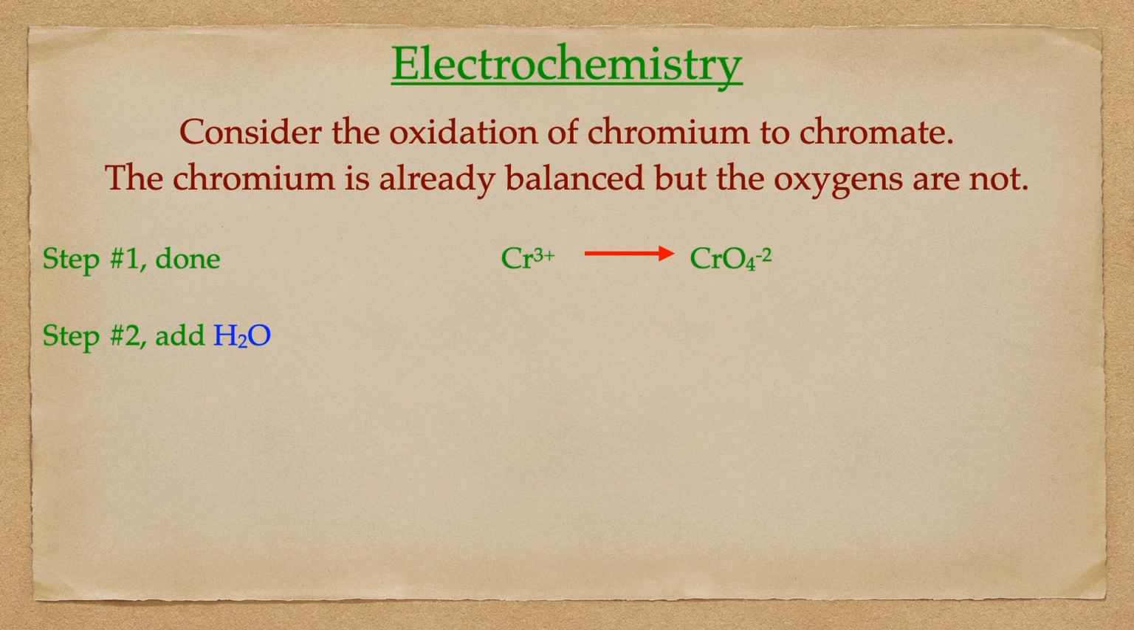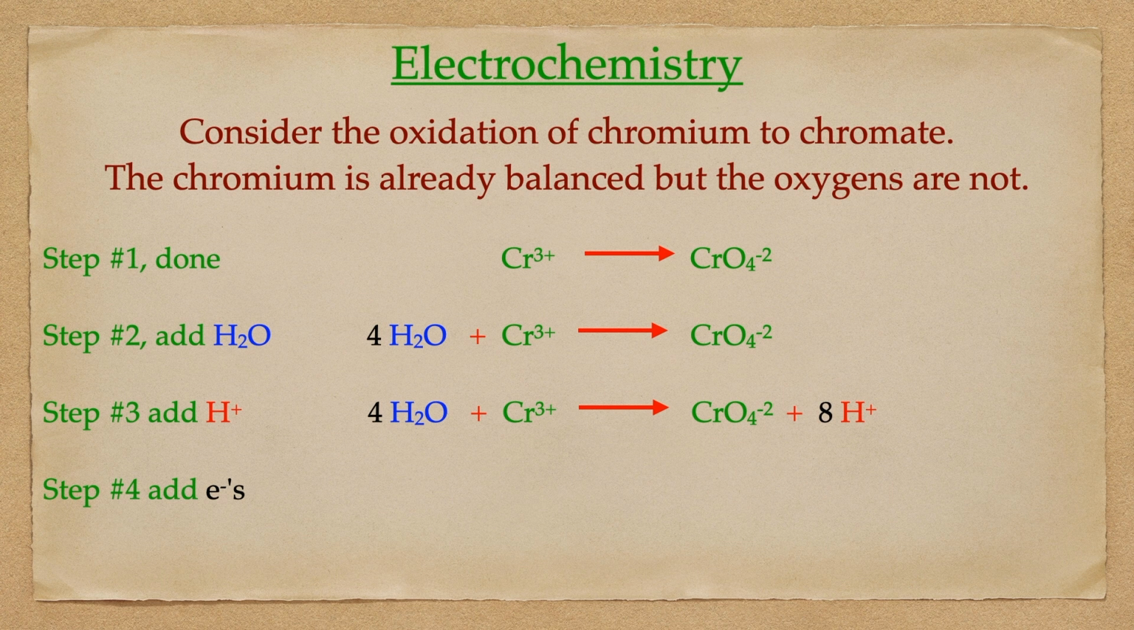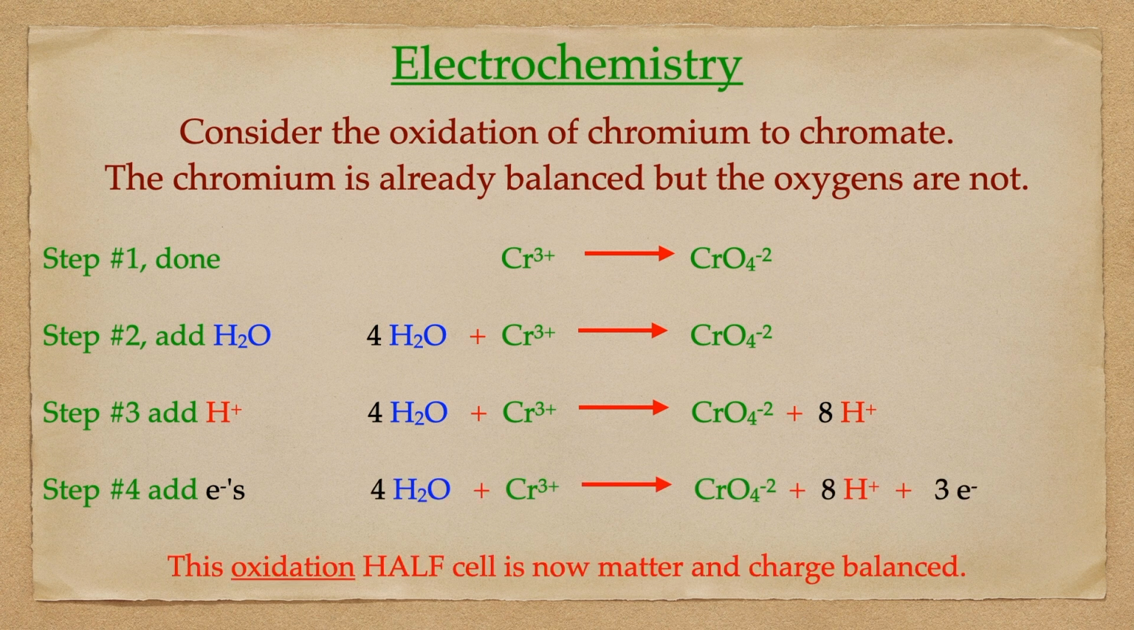Now consider the oxidation of chromium to chromate. The chromium atoms are already balanced 1:1, but the oxygens, of course, are not. So introduce 4 waters to the reactant side to balance the oxygens. Now, add 8 hydrogen ions to the product side to balance out the hydrogens you introduced with the water. Finally, add electrons, 3 of them, to the product side to balance out the charges. This oxidation half cell is now, again, both matter and charge balanced.